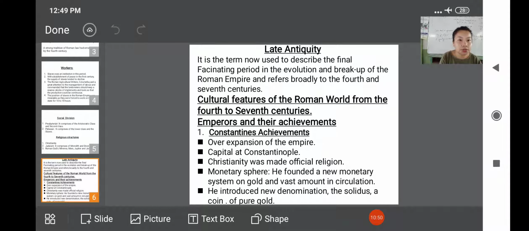Cultural features of the Roman world from the 4th to 7th centuries. So first, emperors and Constantine's achievements.